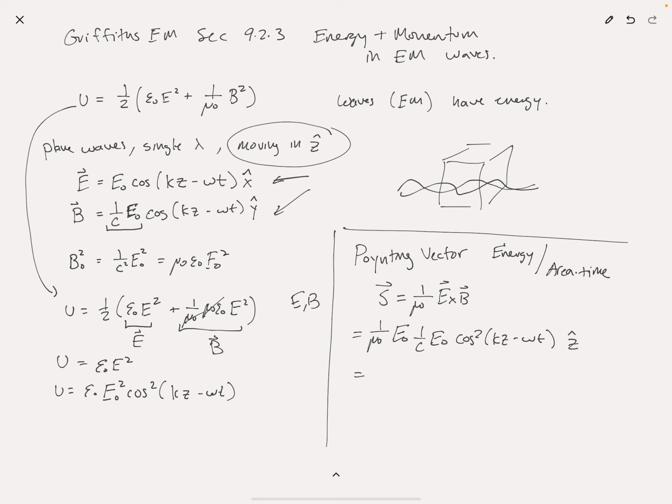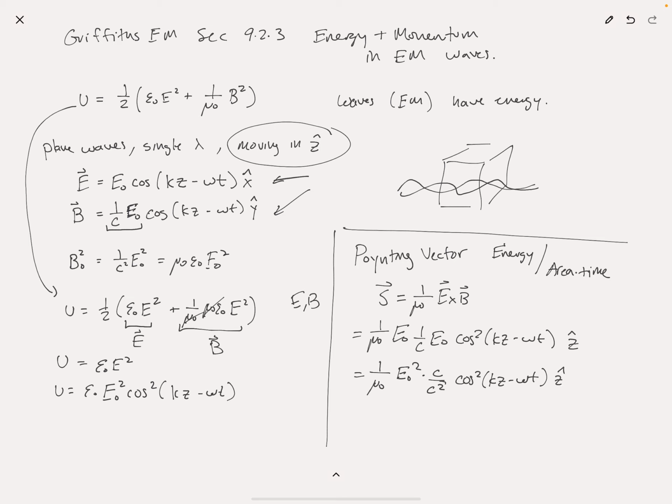All right, so I'm left with this expression, which I can write as 1 over mu naught, E0 squared, 1 over C. Well, I can go ahead and rewrite 1 over C as C over C squared. That seems like a silly thing to do, but I'm going to do it. Times cosine squared of kz minus omega t.